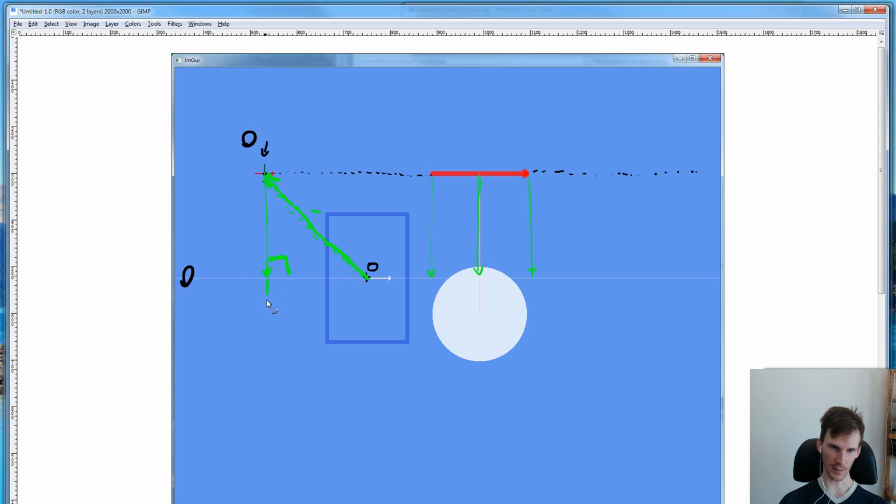So let's try that. It's basically negative position dot axis. That should be correct. Shall we give it a go?